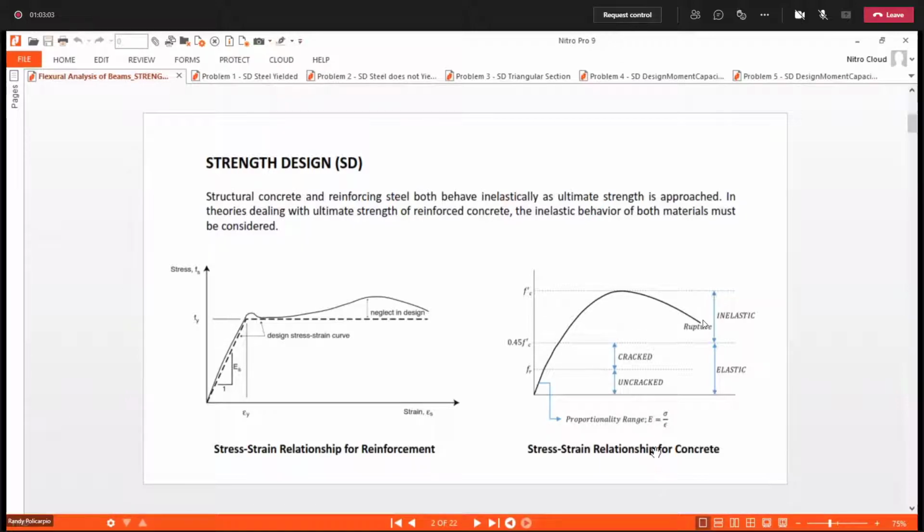Now, for our concrete, eto, no? So yung elastic stage ng concrete natin is actually when your section is uncracked and cracked. That is why our allowable stress for our concrete is 0.45 f'c. Okay. Now in strength design, we consider f'c, and that is where our material, our concrete, behaves inelastically.